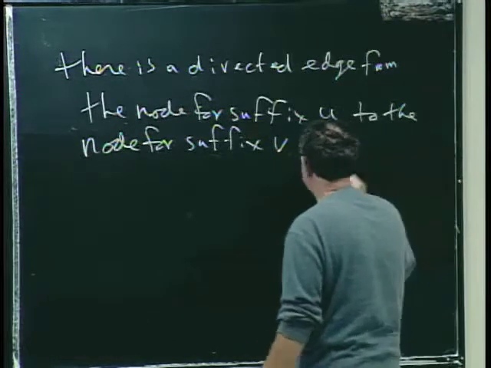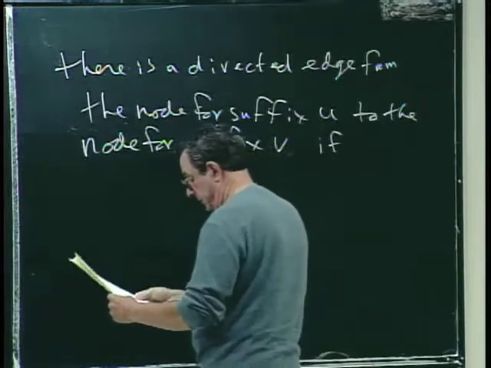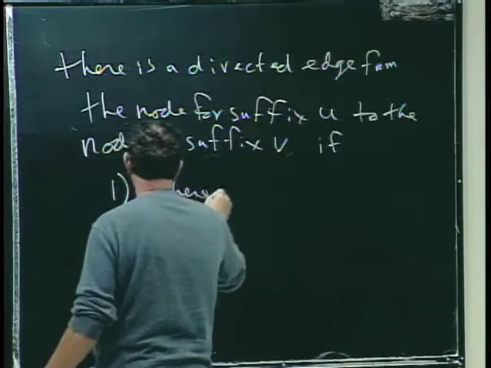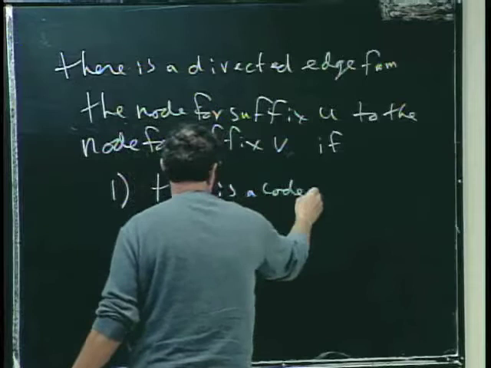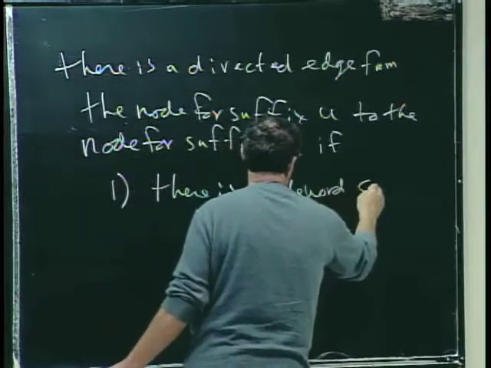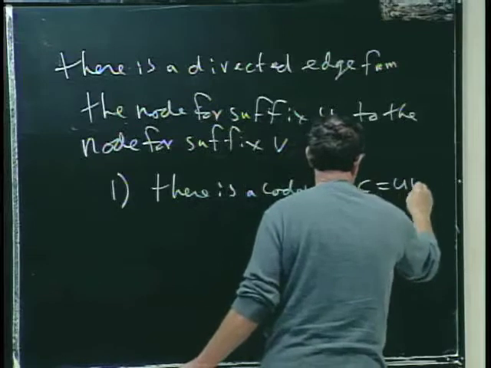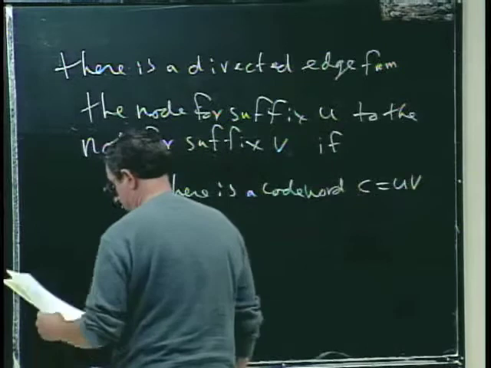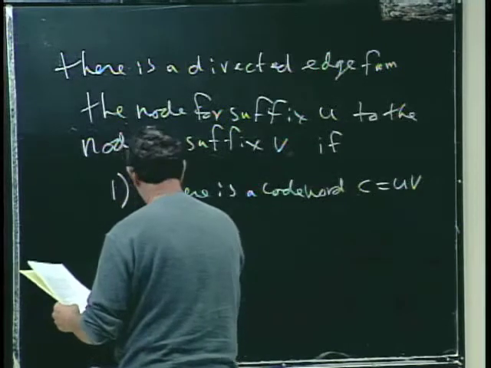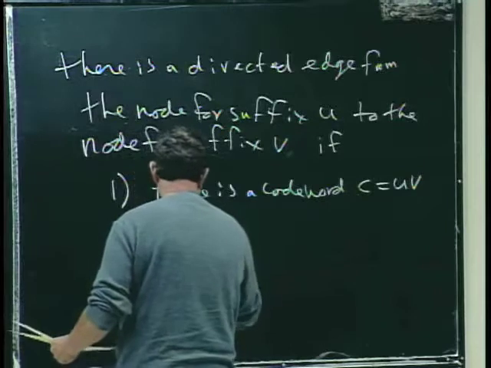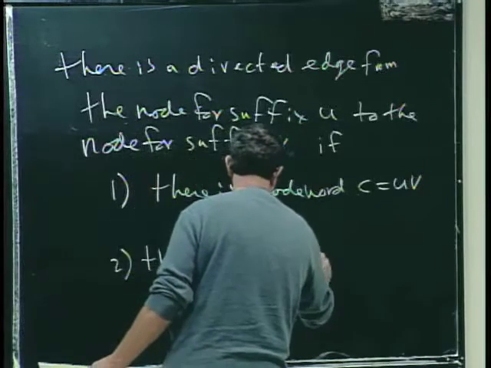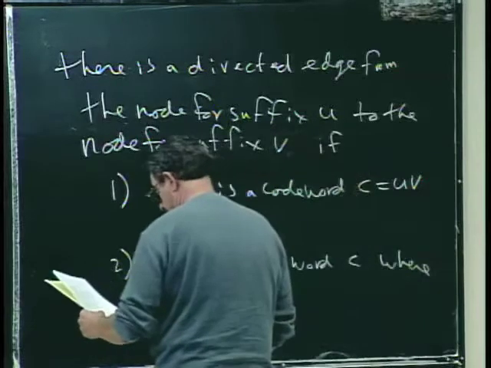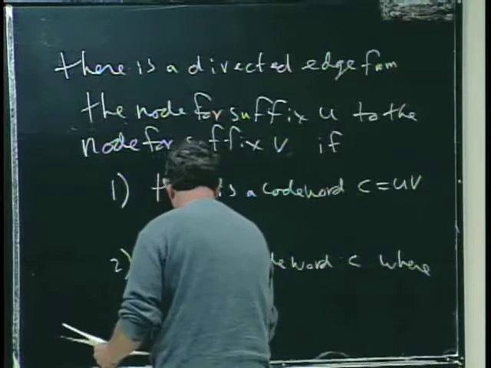If one of 2 things happens, there is a code word C equals UV, or 2, there is a code word C where U equals CV.